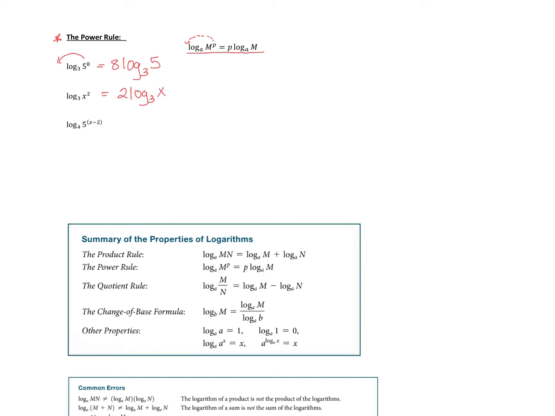And for the last one, we have to be really careful here. I put parentheses here, but oftentimes it might just look like log base 4 of 5 to the x minus 2. When you bring that x minus 2 down in front, it's really important that you put those parentheses, because if you don't, it would just look like x minus 2 log base 4 of 5, and we really want to multiply that entire exponent by the log base 4 of 5.